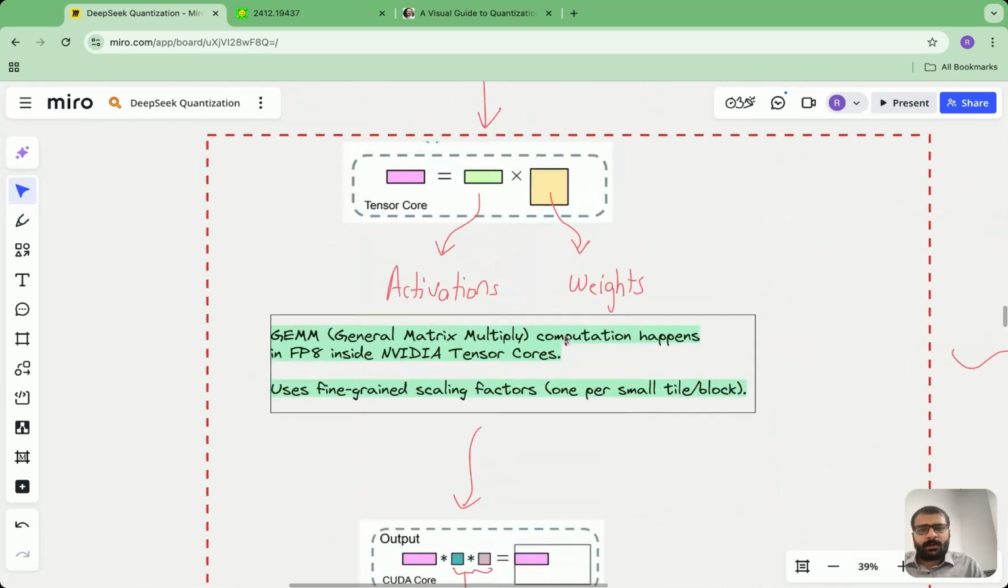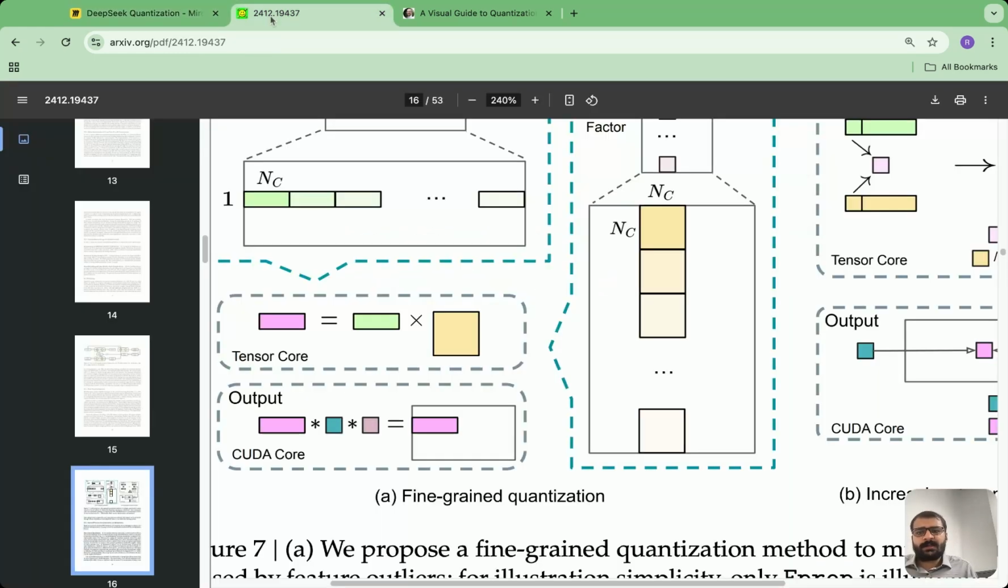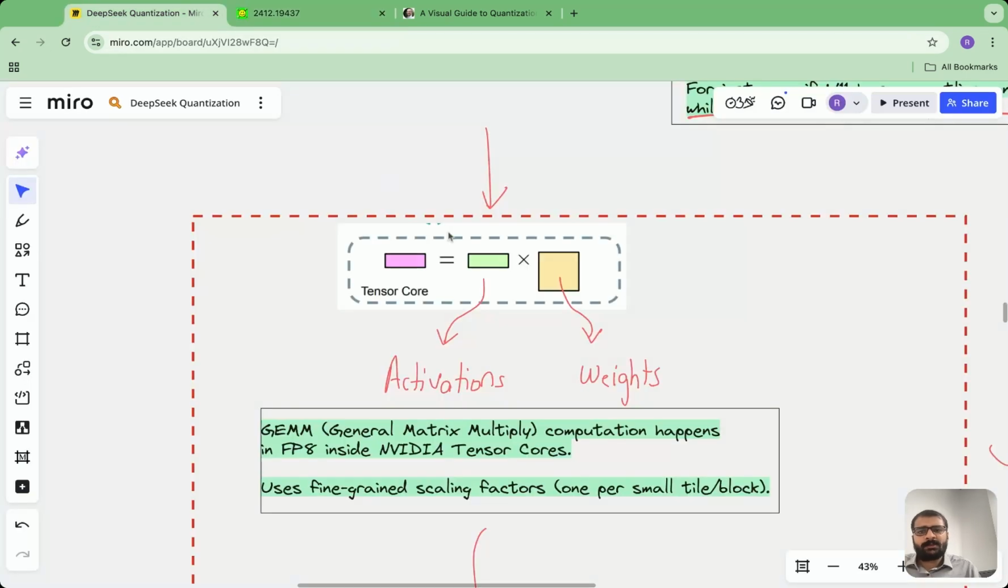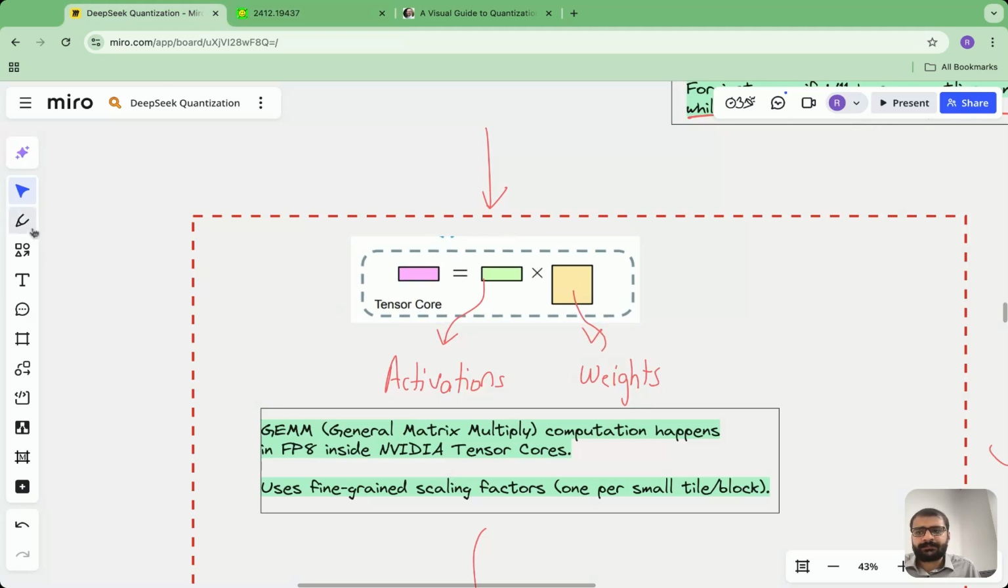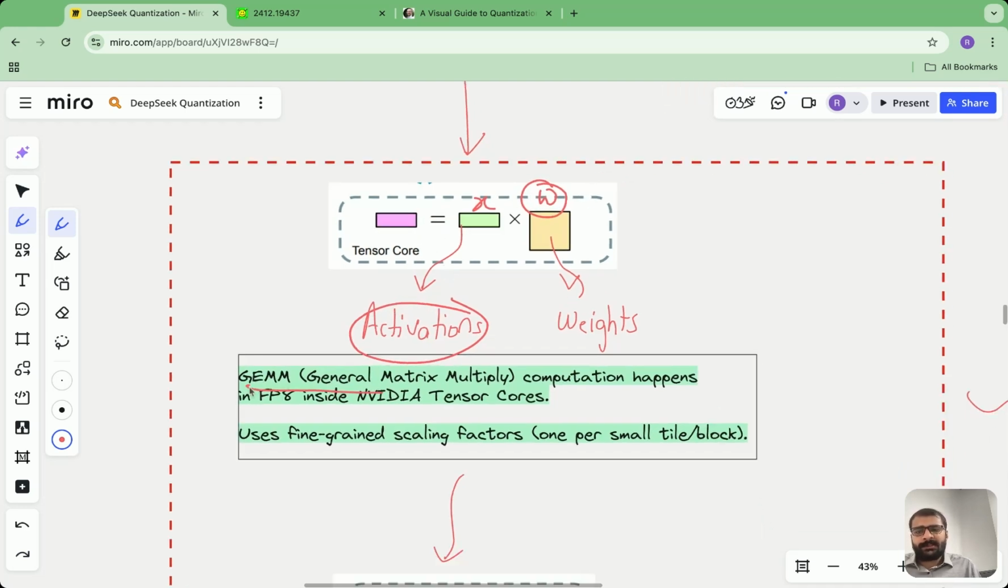So that I have explained over here. If you look at the tensor core, it's a green rectangle multiplied by yellow, right? So that's actually y equal to w times x. These are the activations and these are the weights, and we have the output over here. When you read the paper, you will see terminologies like GEMM. This is General Matrix Multiplication.